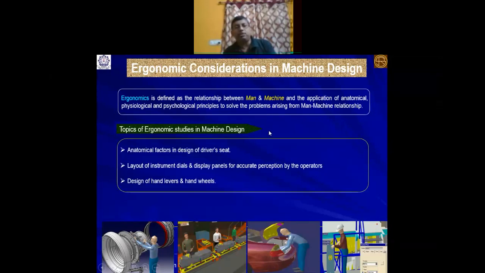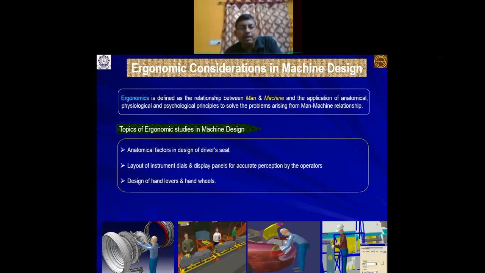So topics of the ergonomics, it is the study of anatomical factors in the design of the driver seat, and you just see now the modern car. Previously the car seat was fixed, with a long back. Now, the same car can be driven by drivers of different heights, some 5 feet 2 inch, some 6 feet, some more than that. So if your seat is fixed, then drivers of different heights face a lot of problems. So there is a sliding seat, no?